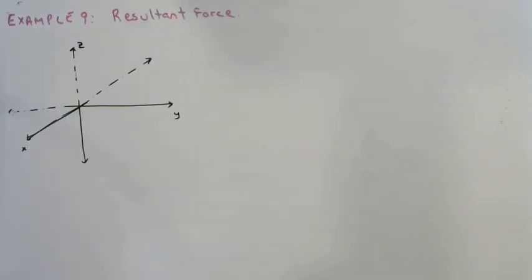Example 9, it's short and sweet. We're going to determine the resultant force in 3 space. So there's going to be 3 forces working on an object, and we're going to determine the total force. Okay, here's what we know.